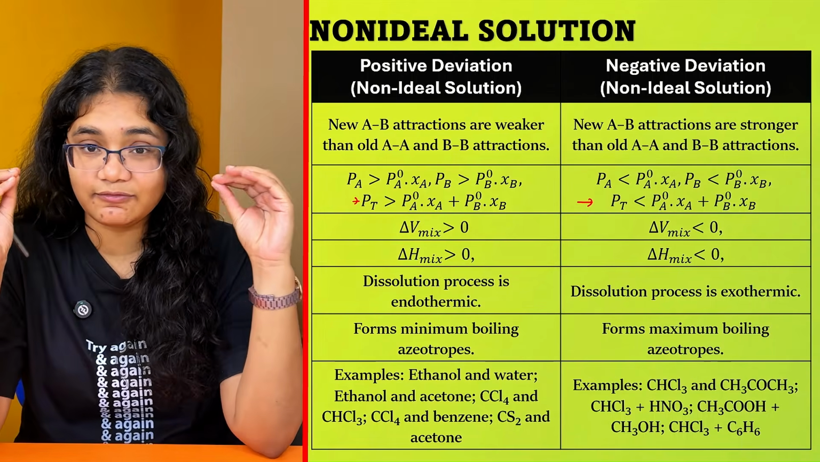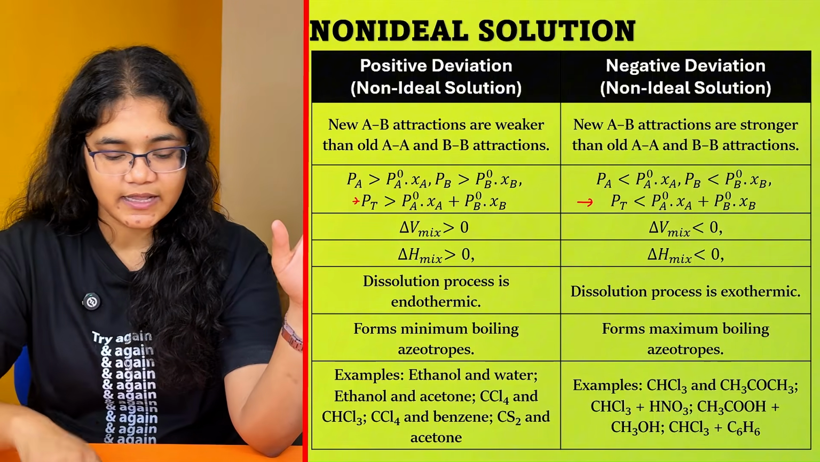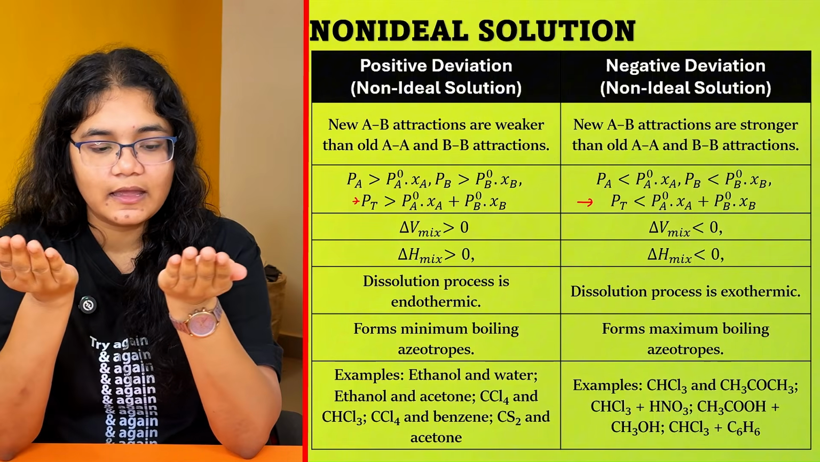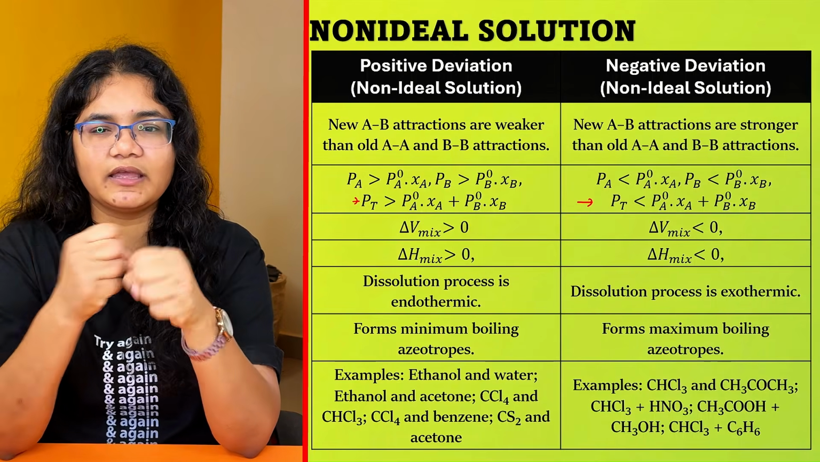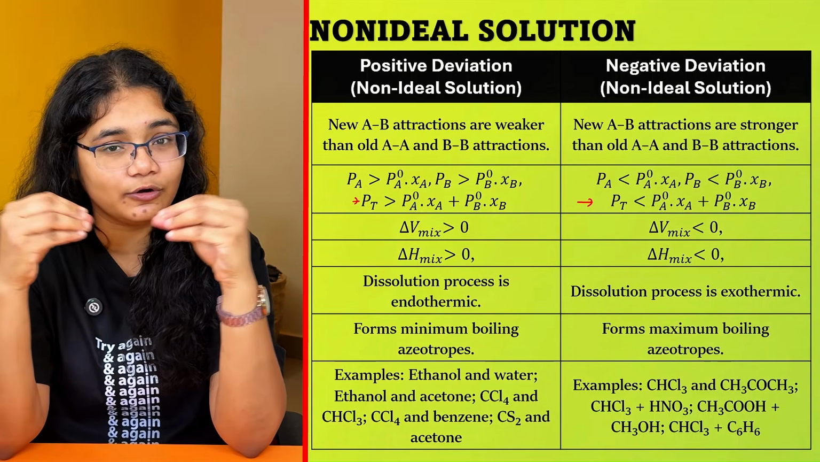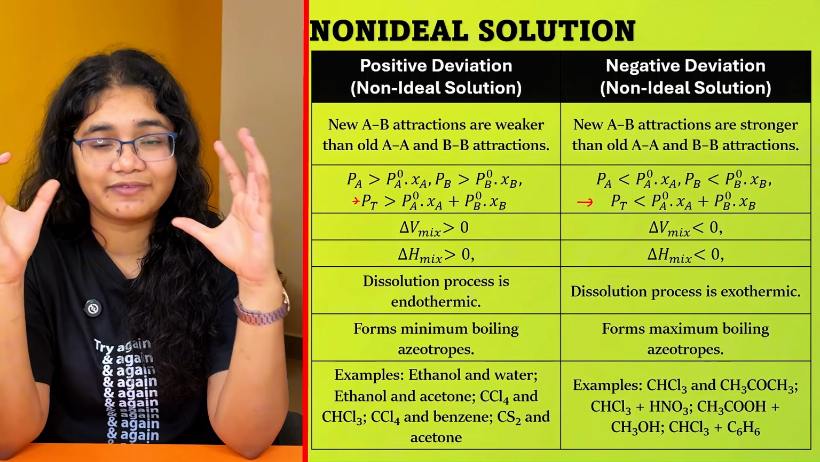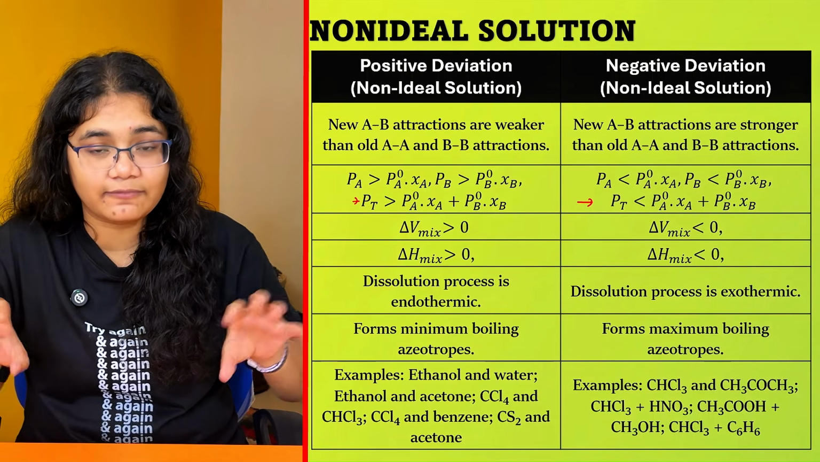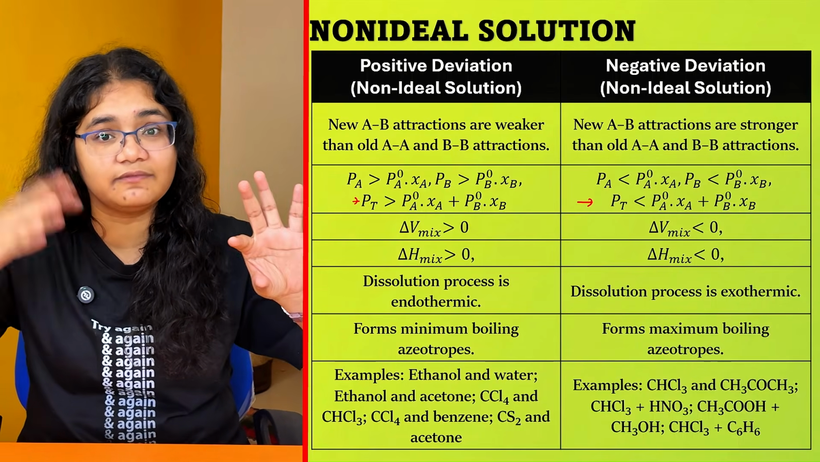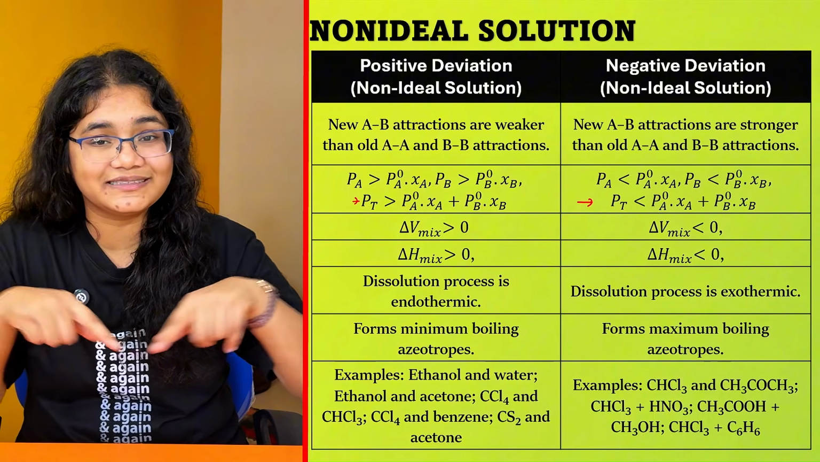If you understand it logically, it is very simple. I have mixed A and B. Now if the A and B interactions are very weak, meaning A and B are like hating each other, they don't want to stay with each other, then what will happen? They will try to escape from each other. A will evaporate faster, B will evaporate faster, because they don't want to stay together.